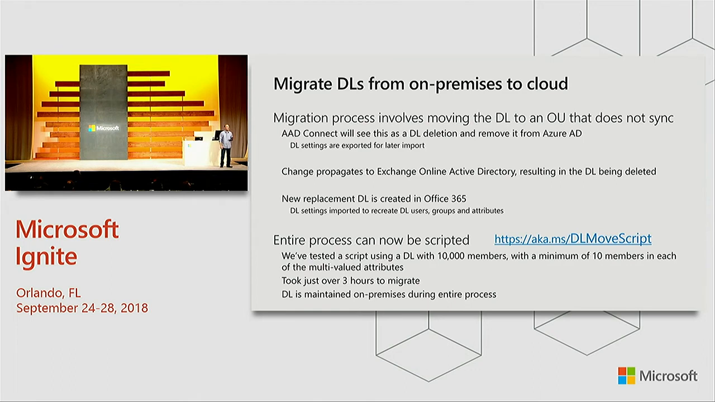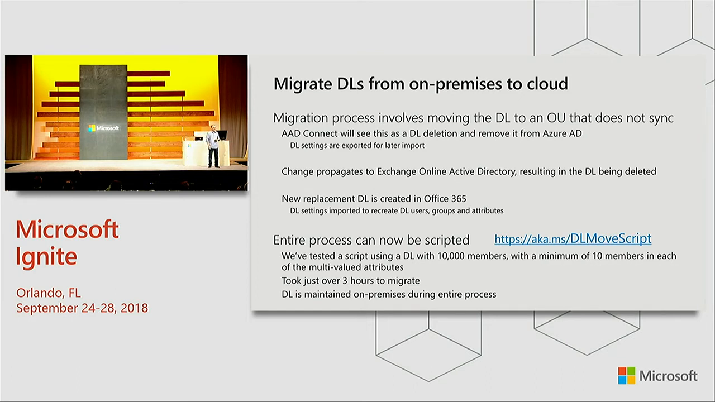The migration process starts by taking the DLs that you want to migrate and moving them to a dedicated OU that does not sync to Azure Active Directory. When you move those DLs into an OU that doesn't sync, AAD Connect will see that as a DL deletion, and so it'll start to remove those groups from Office 365 and Azure AD. The change will then propagate from the directory services used by Office 365 to the Exchange Online directory services, and once it has propagated through there, those DLs are gone.